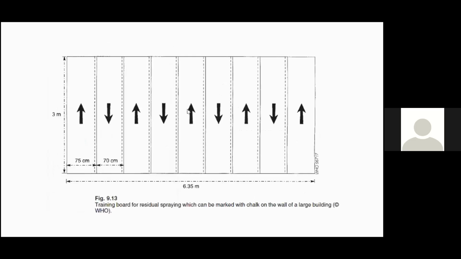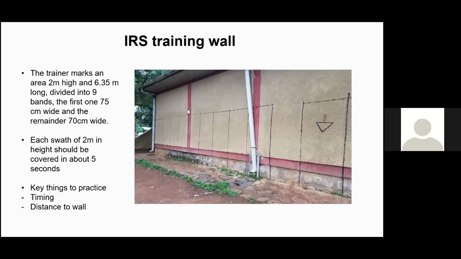This is how the training board is prepared while we train the actual spraymen or the supervisors. We mark the area on the wall. There will be a slide after this. 3 meter by 6.35 meter, and the first line is drawn at 75 centimeter, and next swaths are drawn at a distance of 70 centimeter each. These are the actual pictures of the training wall.